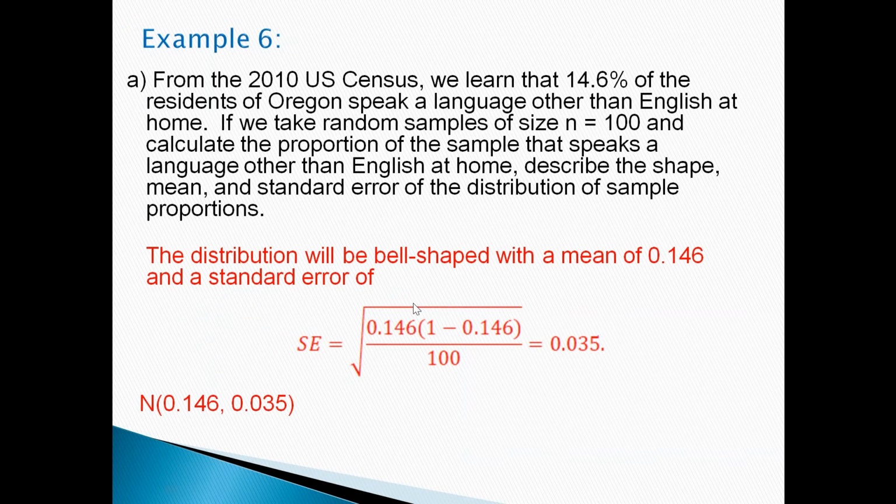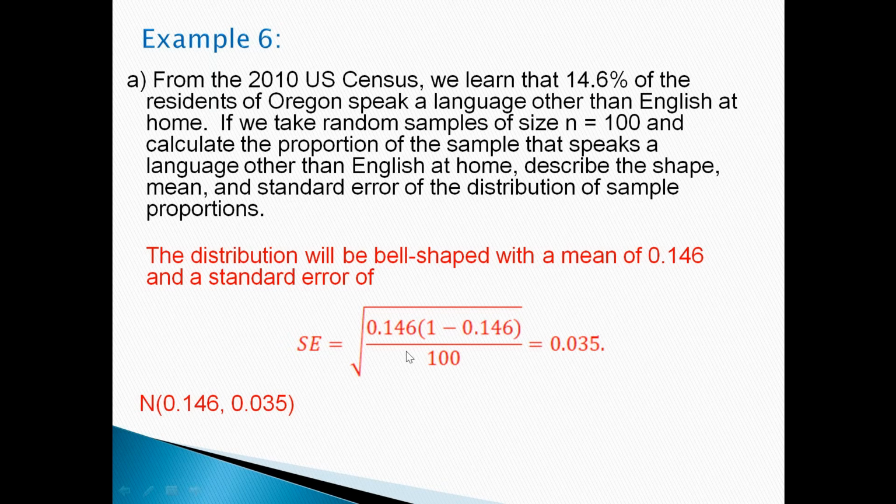Okay, let's look at example 6. From the 2010 US Census, we learned that 14.6% of the residents of Oregon speak a language other than English at home. If we take random samples of size n equals 100 and calculate the proportion of the sample that speaks a language other than English at home, describe the shape, the mean, and standard error of the distribution. So again, describing the distribution means you need to write it in the normal distribution form.